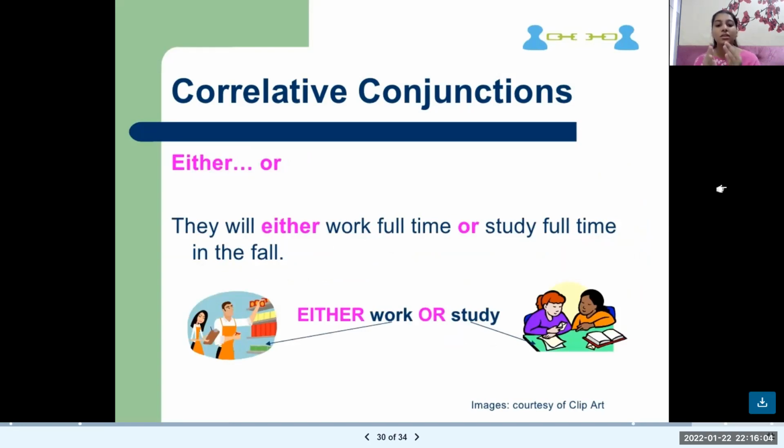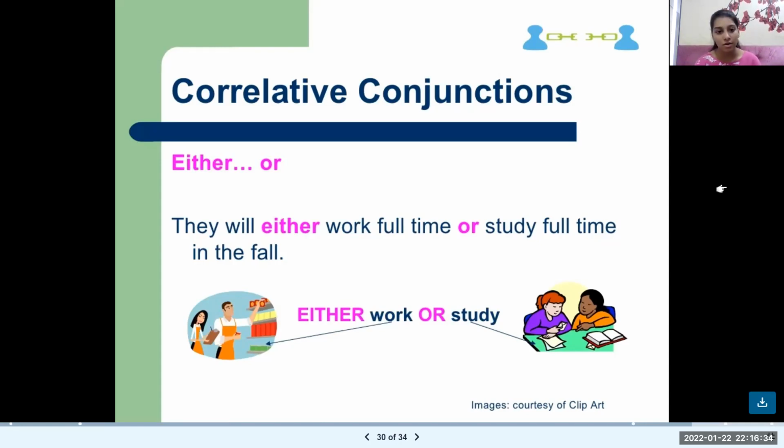So what is happening? They will either work full-time. They will have to either work full-time or else they will have to study full-time in the fall, right? So like there's options, like either they will have to do this or they will have to do this. Like I can also say either you are paying attention when I'm teaching you or maybe you are not. So this is how it is used in a sentence, and it is called correlative conjunctions.